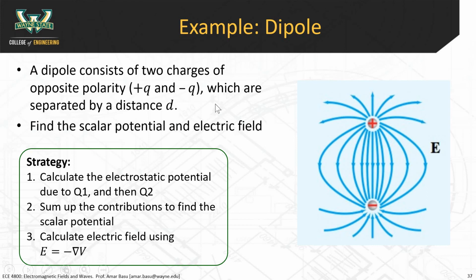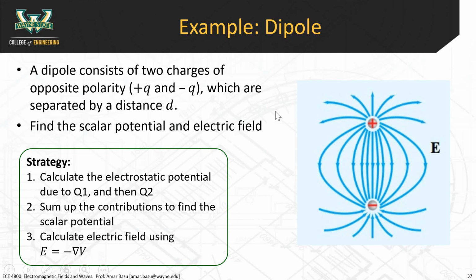This is an example of a dipole. A dipole consists of two charges with opposite polarity, plus Q and minus Q, which are separated by a distance d. So what we're going to do real quick is find the scalar potential and the electric field of this system.